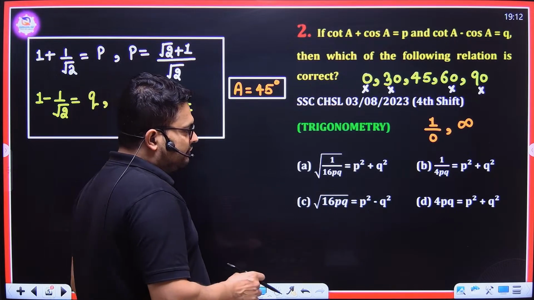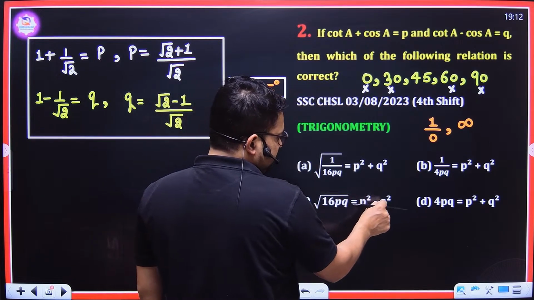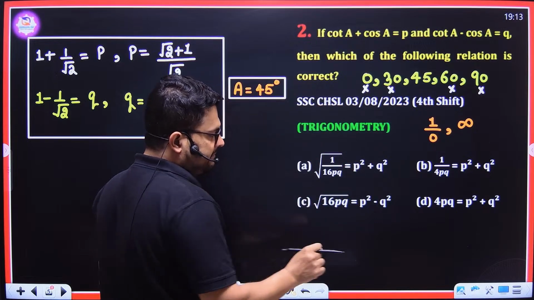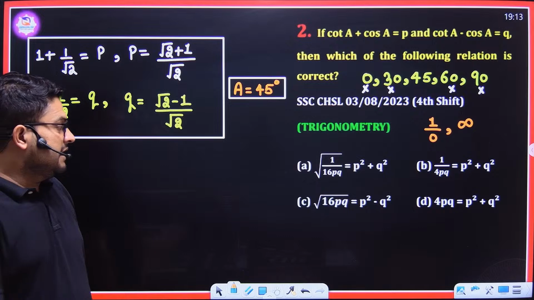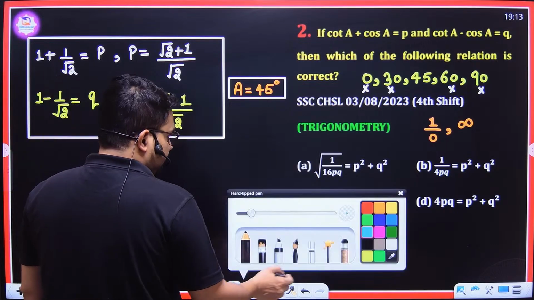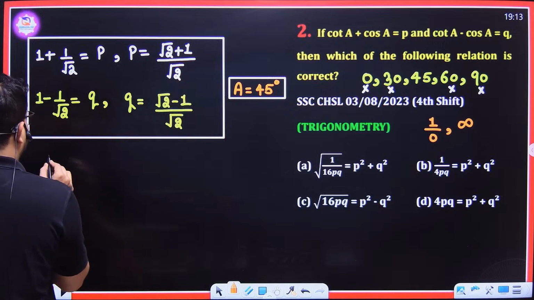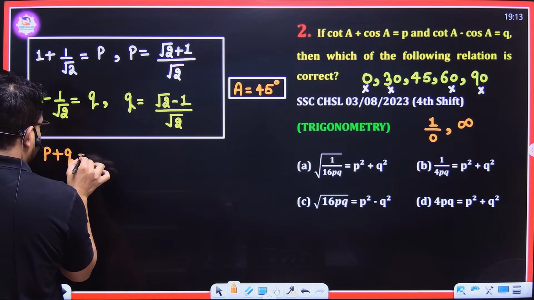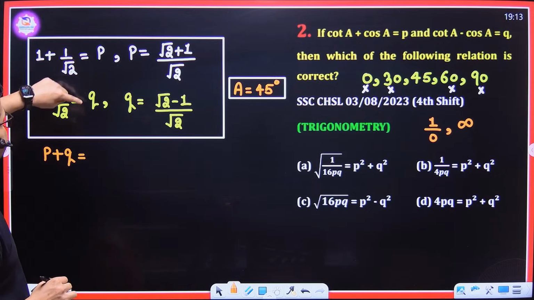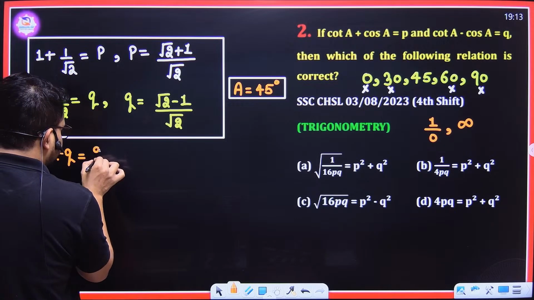It means I have to calculate P into Q, and I have to calculate P square minus Q square. As you know, P square minus Q square is P plus Q and P minus Q. So first of all, we will calculate each and every value. First, I will calculate P plus Q. If I calculate P plus Q from here, this one and this one will be cancelled out. The value of P plus Q is equal to 2.